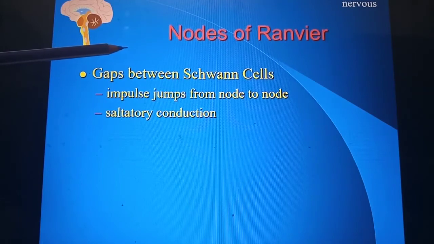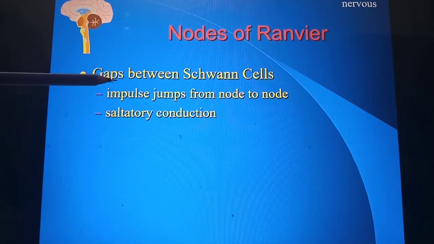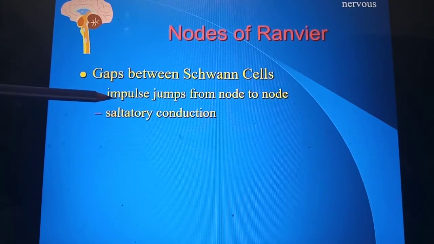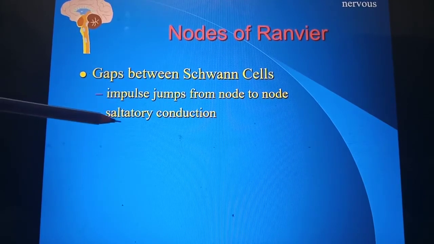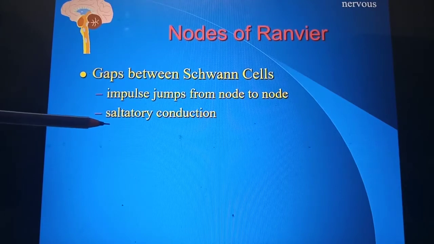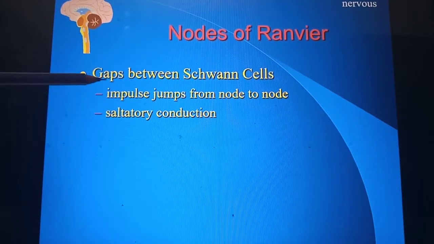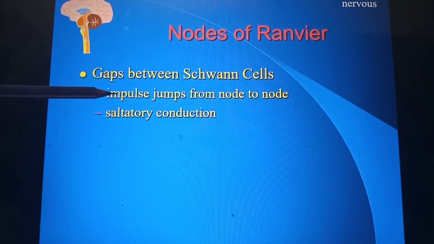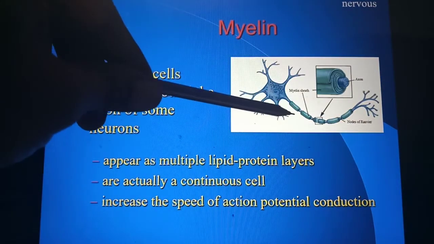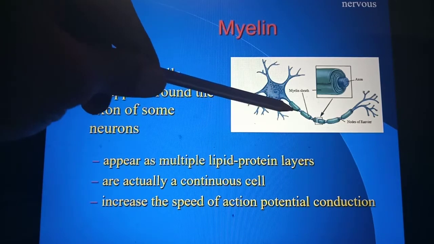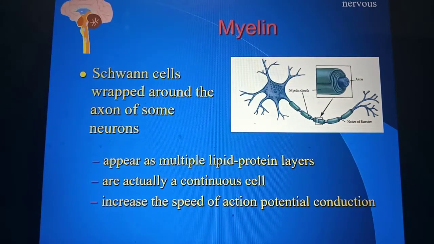The nodes of Ranvier are present in between the Schwann cells, and they conduct impulses by jumping from one node to another node, and that's called saltatory conduction. If you get a question asking what is saltatory conduction, it's the impulse jumping from one node to another through the nodes of Ranvier. Instead of passing directly, it jumps from one node to another, and that is how the information is conducted.